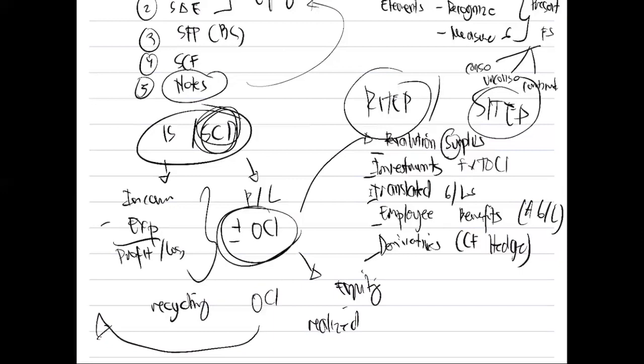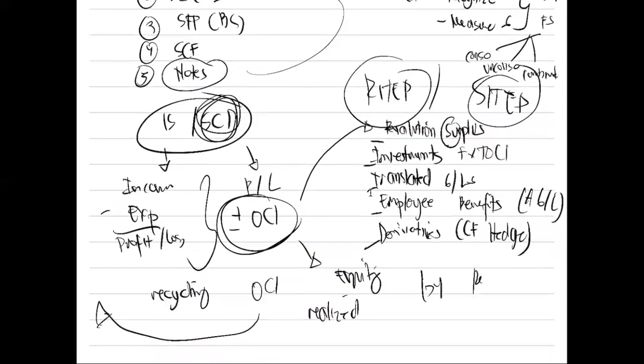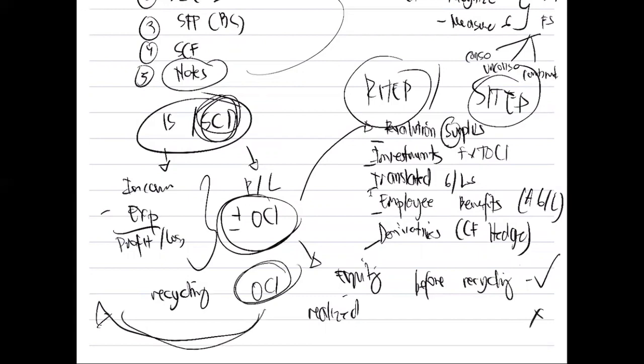However, before, recycling is okay or it is permitted, but now recycling is not permitted. What is recycling again? We transfer the items of OCI to the profit or loss. So under the amendments, your OCI items cannot be recycled. So when you have your translation gains or losses or investments in FVTOCI and they are already realized, we do not recycle them.